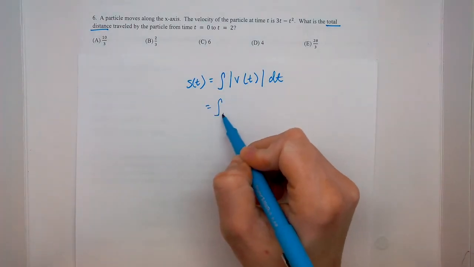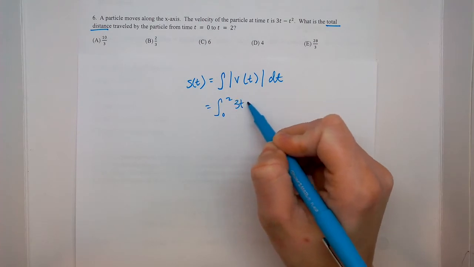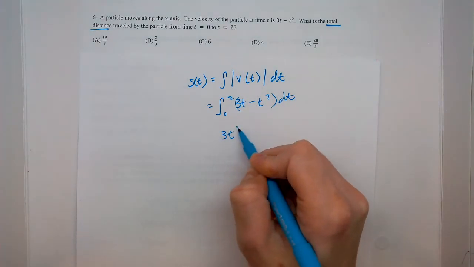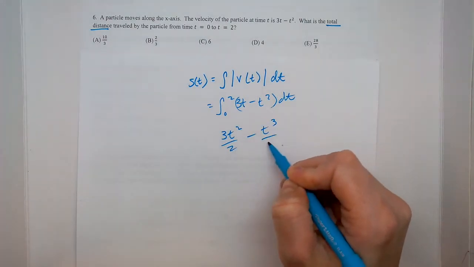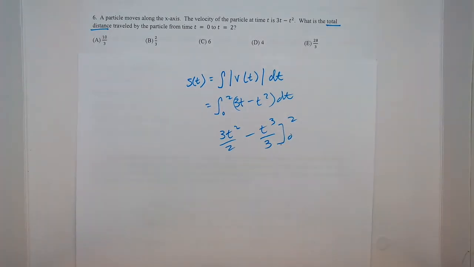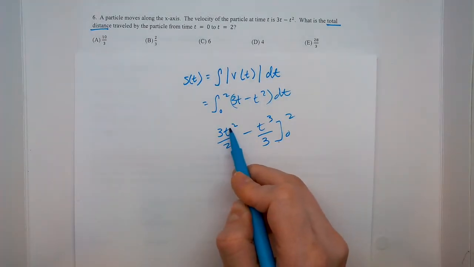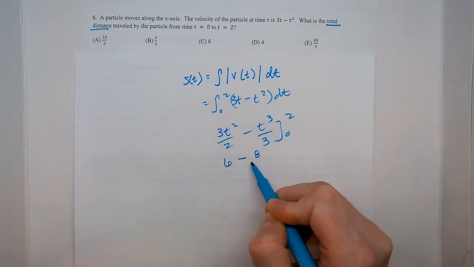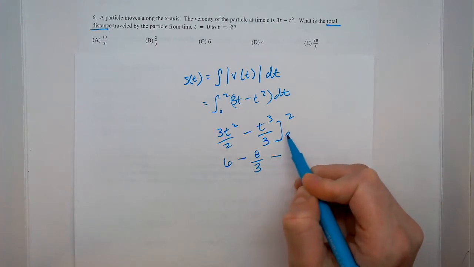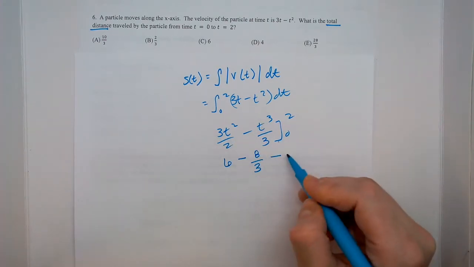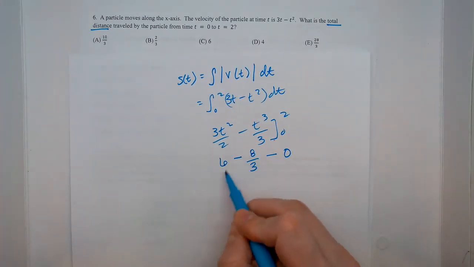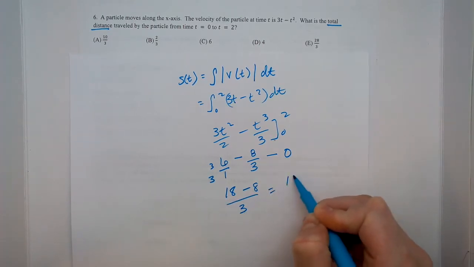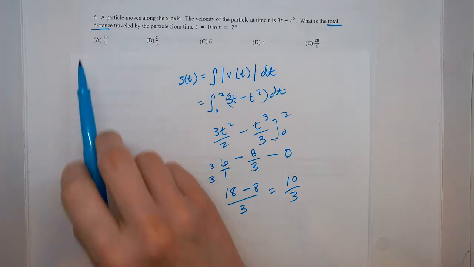Okay, so we have the integral from 0 to 2 of 3t minus t squared dt. The antiderivative is 3t squared over 2 minus t cubed over 3, from 0 to 2. When I plug in 2, I've got 2 squared, which is 4, times 3 is 12, divided by 2 is 6, minus 2 cubed is 8, divided by 3, minus, and here we plug in 0 to either term, and you get 0. So we've got to find a common denominator. So this is 18 minus 8 over 3, which is 10 over 3. So answer choice A.